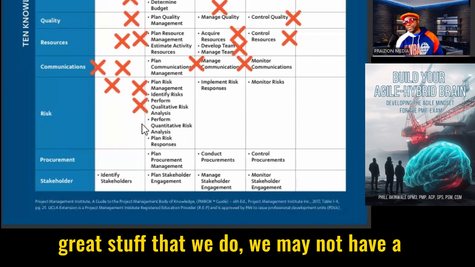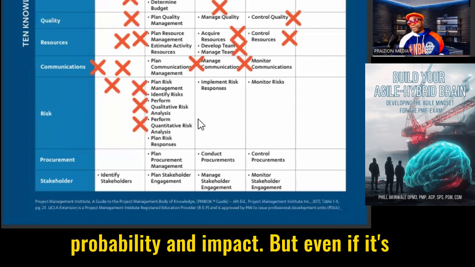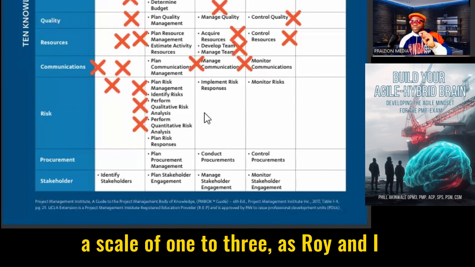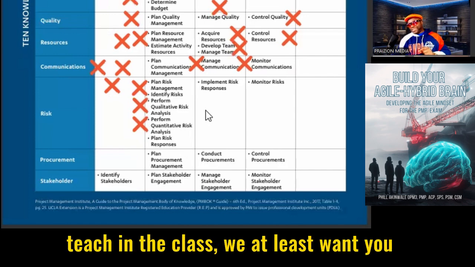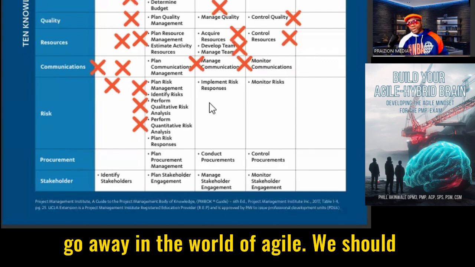So all of this great stuff that we do, we may not have a full-blown 1 to 10 scale for probability and impact, but even if it's a scale of 1 to 3, as Roy and I teach in the class, we at least want you to have that mindedness that this doesn't go away in the world of Agile.